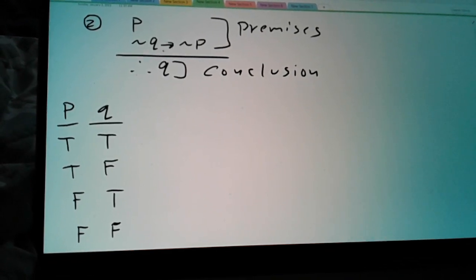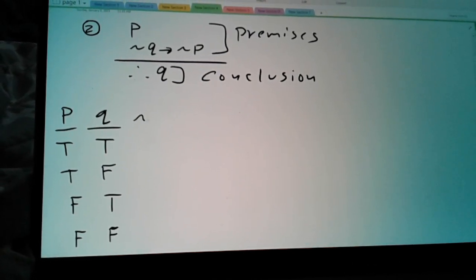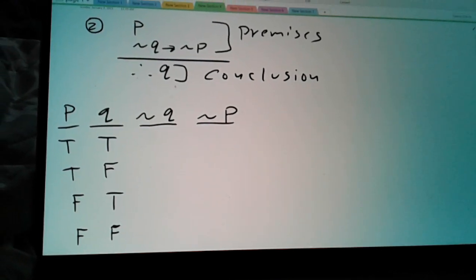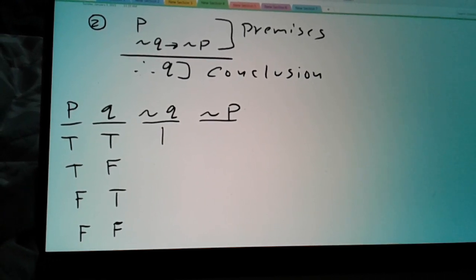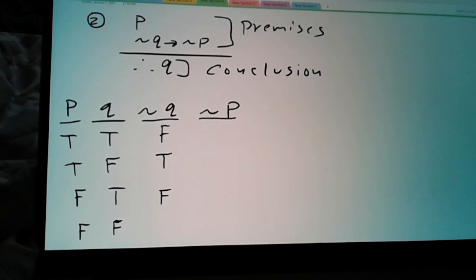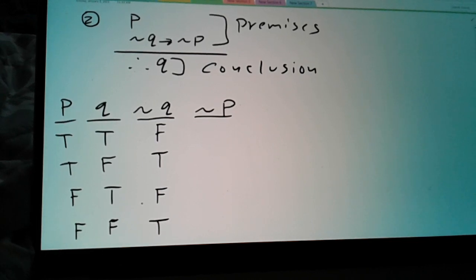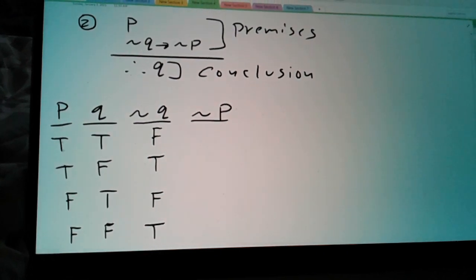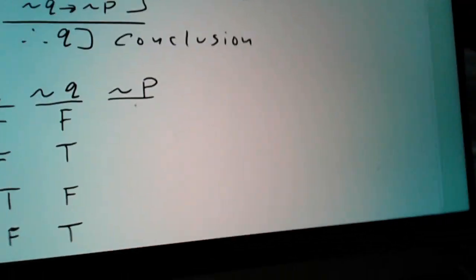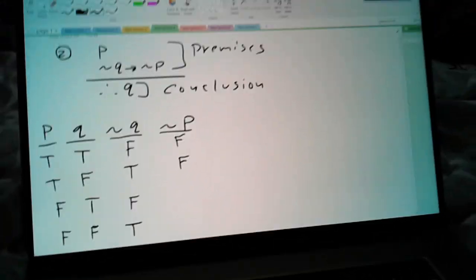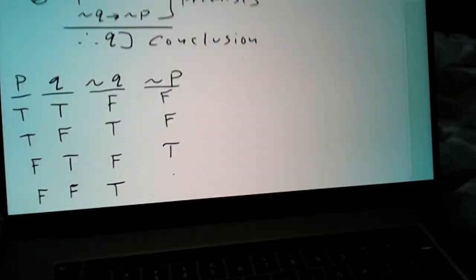Okay, so I need to do all this, right? So here I have not Q and I need a not P, obviously. So not Q would mean I have to negate everything in the Q column. So that would be false, that would be true, but the opposite of a true is false. The opposite of a false is true. Negation. Not Q. Not P. So I have to negate everything in the P column. So the negation of a true is false. The negation of a true again is false. The negation of a false is true. The negation of a false is true.